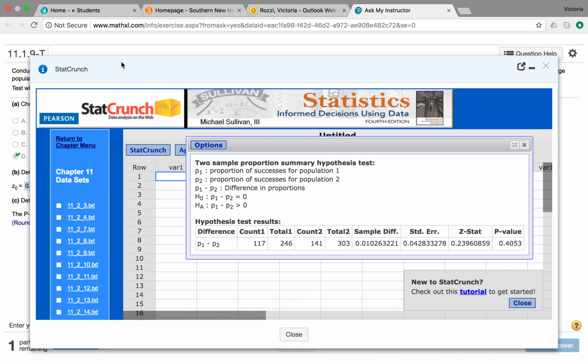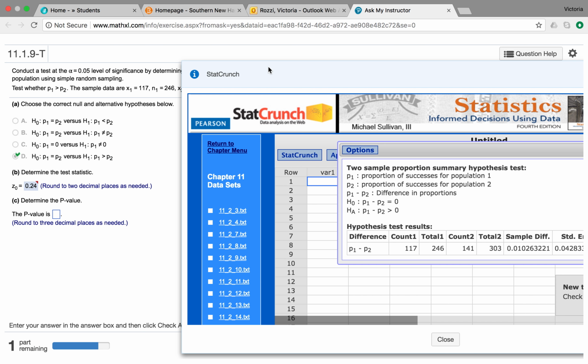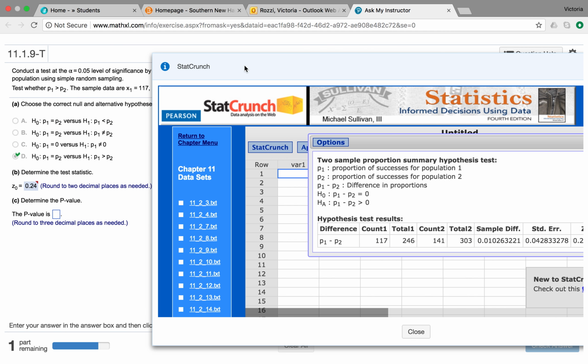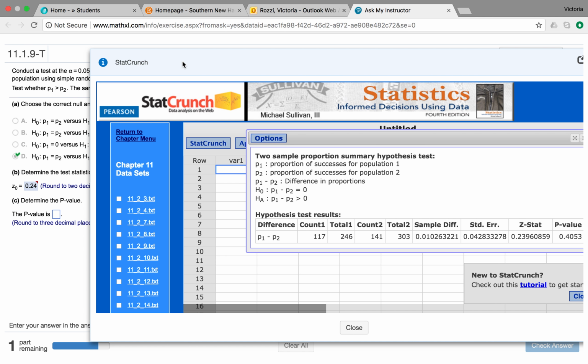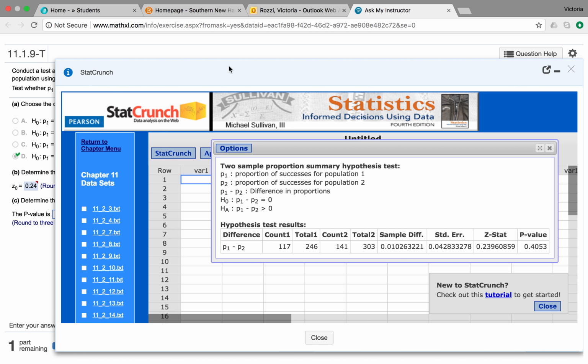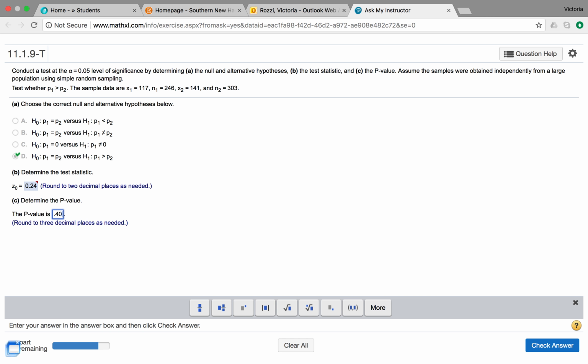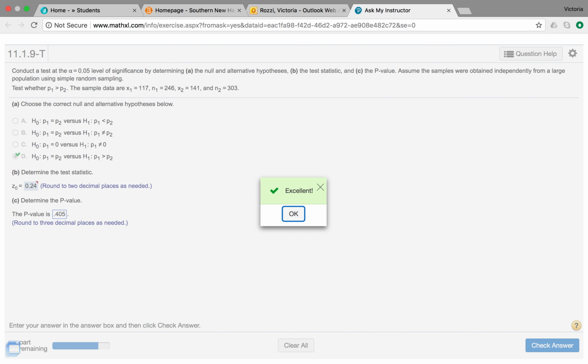So let's just check that and make sure that it all came out correctly. And yep, they got 0.24 and we got 0.239, so they're rounding to that hundredths place. And then I bet if you type in your 3 decimal places, 0.405 for the p-value, you should be correct as well. So let me just check that. 0.405. And that works.